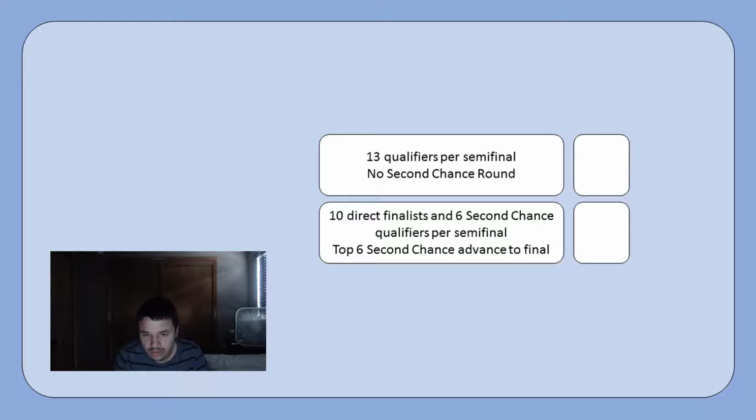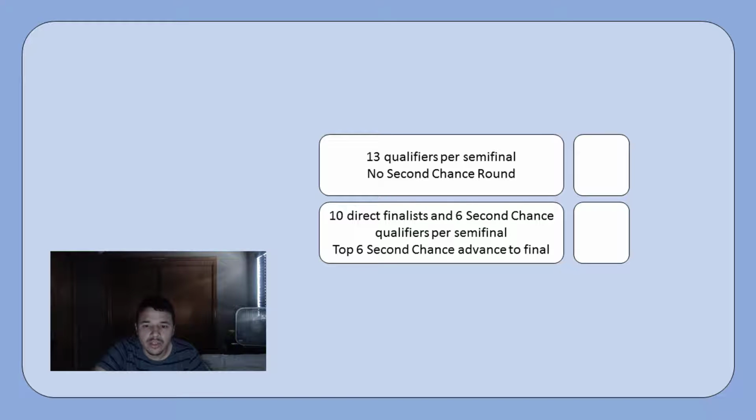I didn't think things through. If there was no second chance round, then everything would go according to plan, 13 qualifiers per semifinal. If there was a second chance round, the top 10 of each semifinal would advance direct to the final. And the next 6 of each semifinal would advance to the second chance round, with the top 6 of the second chance round advancing to the final.